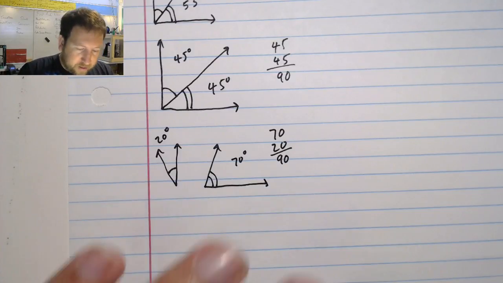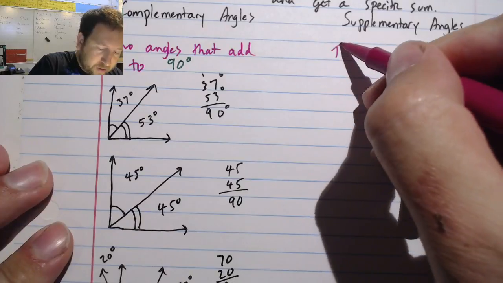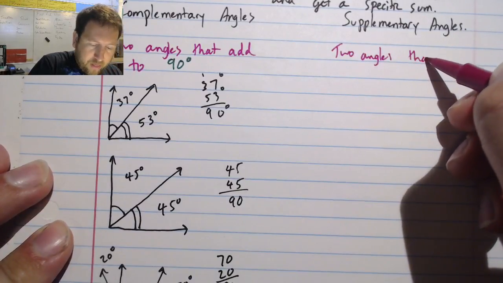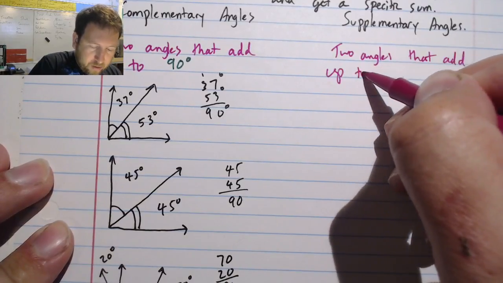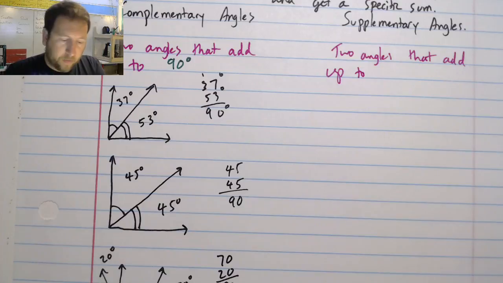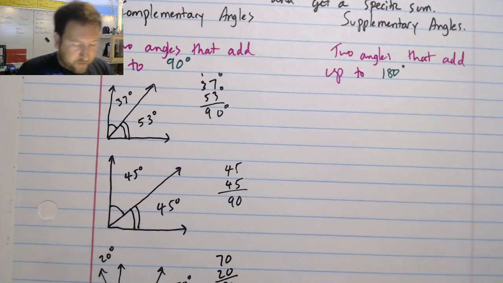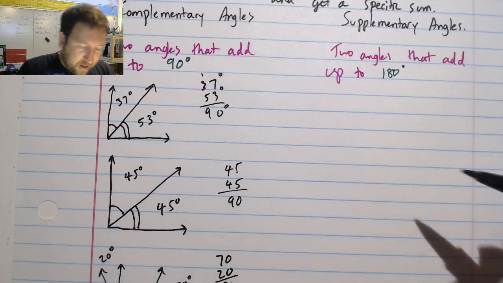Let's take a look at our supplementary angles quick. Supplementary angles are two angles that add up to 180 degrees. They're going to create that straight angle. Then they look like this.